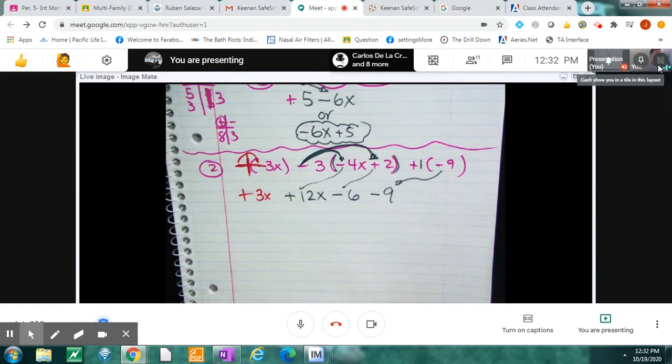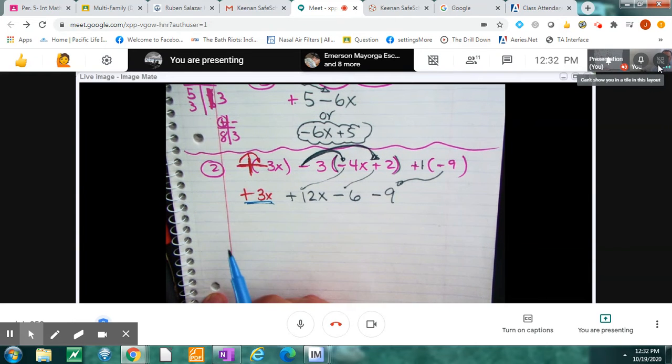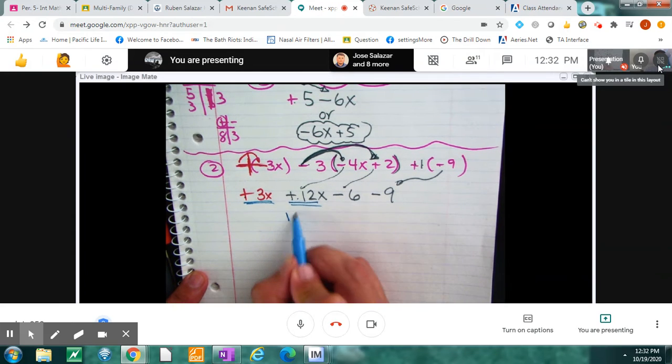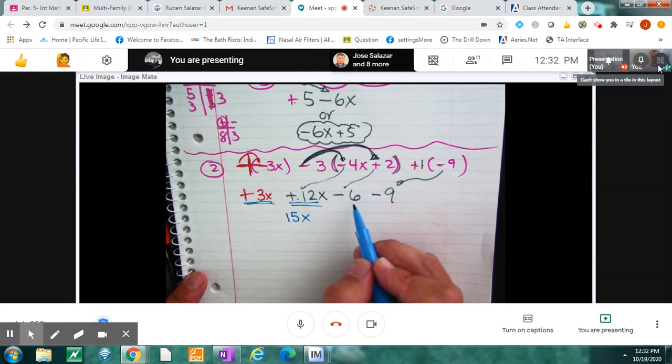Now, what am I going to combine? Well, let's do the x's. I'm going to put 2 lines. So that's a positive 3x with the what? Anybody? With the positive 12x, right? So look, what's 3 plus 12? 15x. See that?